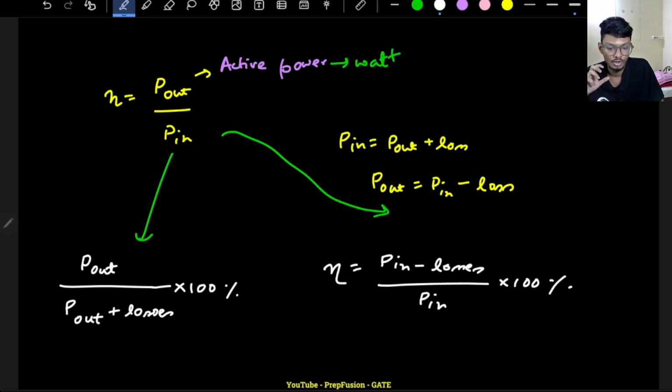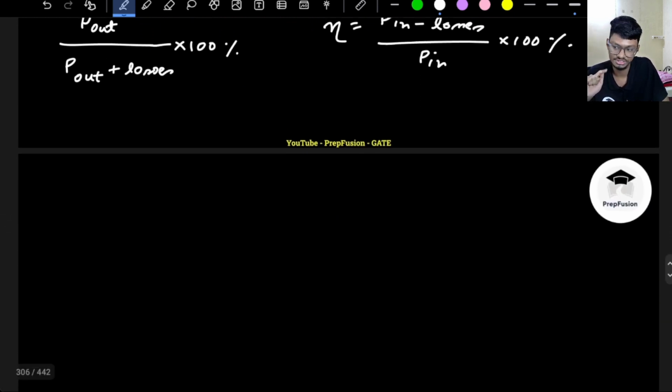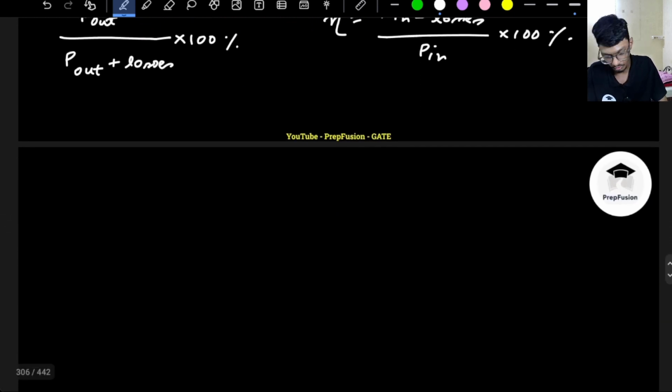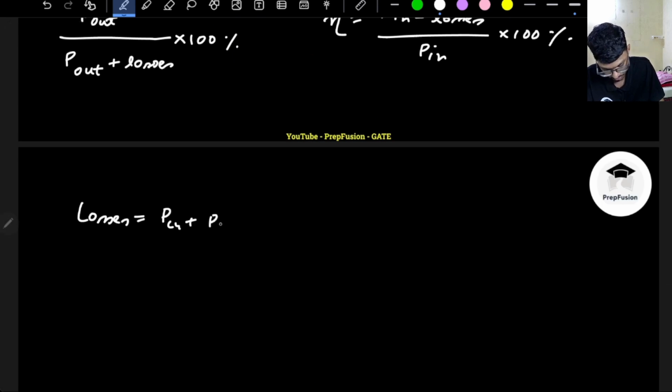Now what are the losses? In the previous lecture we had already discussed that losses mainly include the copper loss and the core loss. Steel losses I am ignoring for now. Steel losses will be just some very small amount and they will give you the values. You never have to calculate the steel losses. So mainly my losses are the copper loss and the core loss. Now how is core loss dependent? That is what we have to find out.